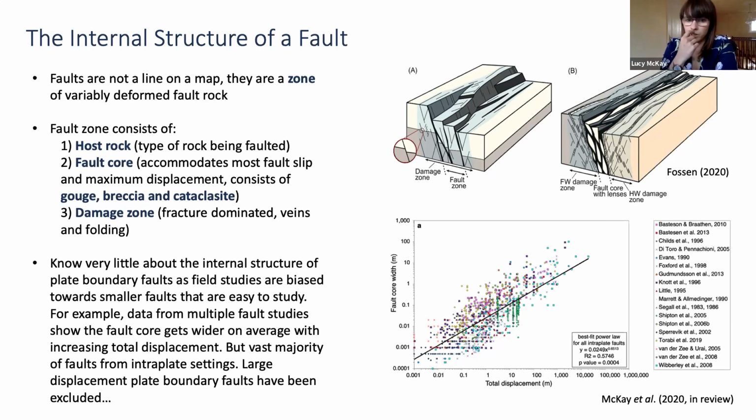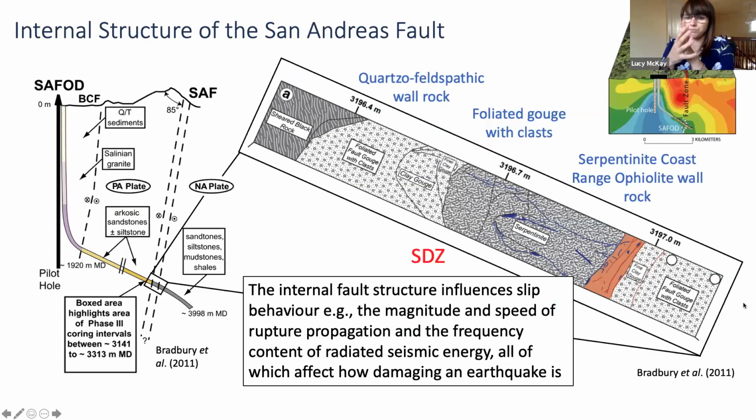However, the vast majority of faults in that dataset, pretty much all of them, are from intraplate faults. These are the faults that are within the interior of tectonic plates and not at the boundaries. So plate boundary faults with large displacements have largely been excluded from this dataset.